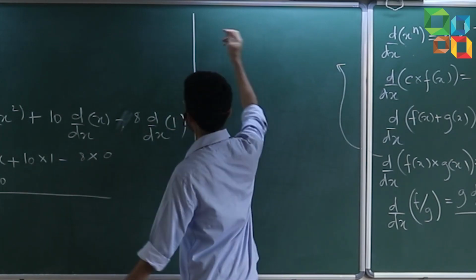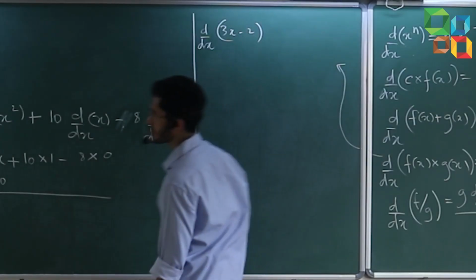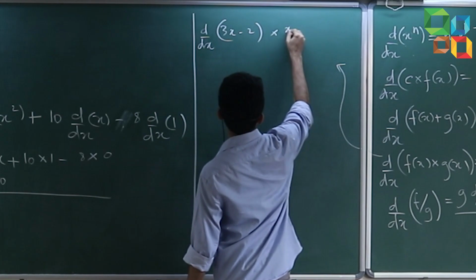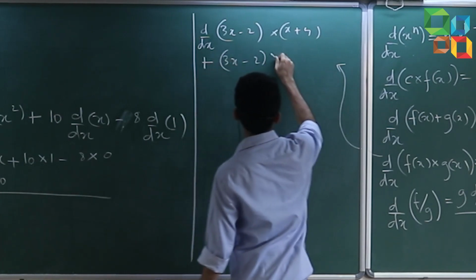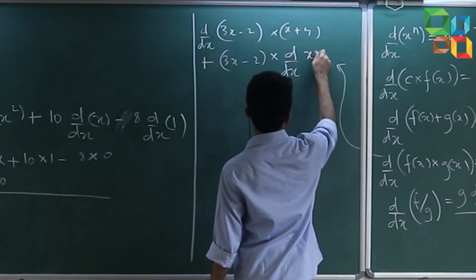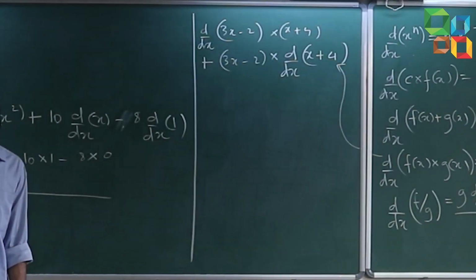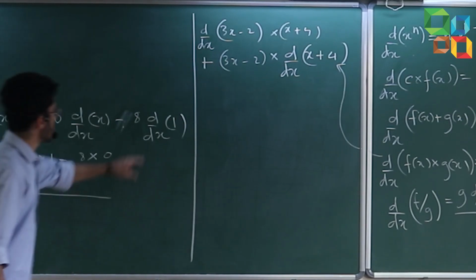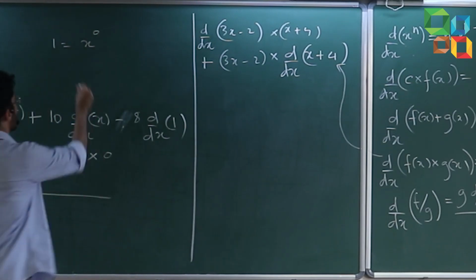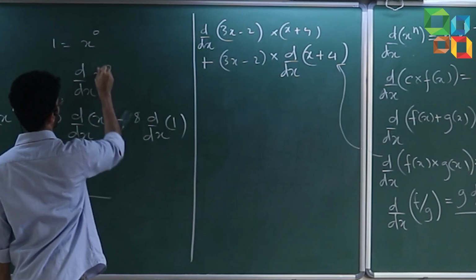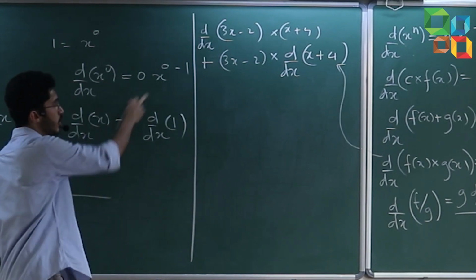So differentiate the first function. d by dx of 1 can be written as x power 0. d by dx of x power 0 using the formula is 0 into x power 0 minus 1. What is 0 into anything?